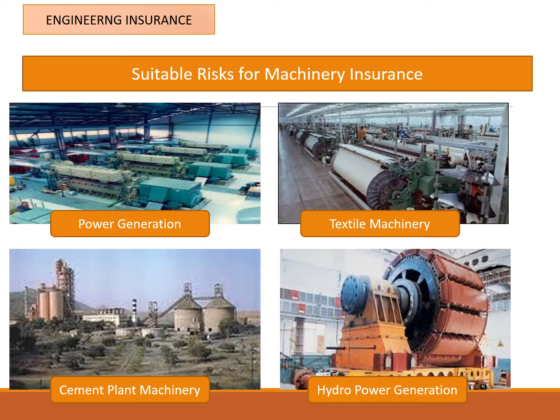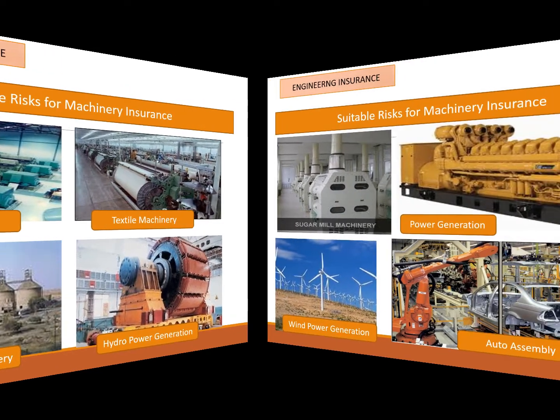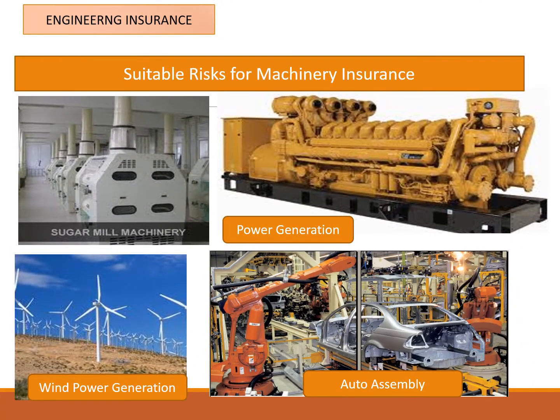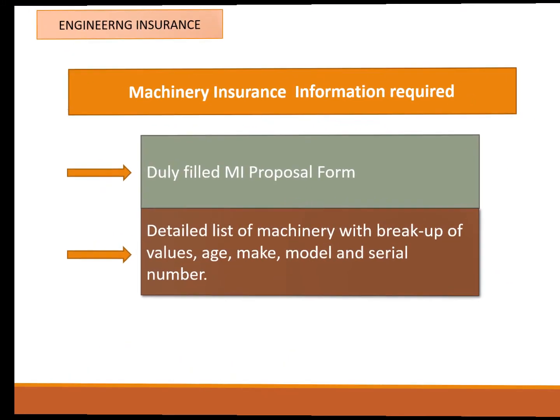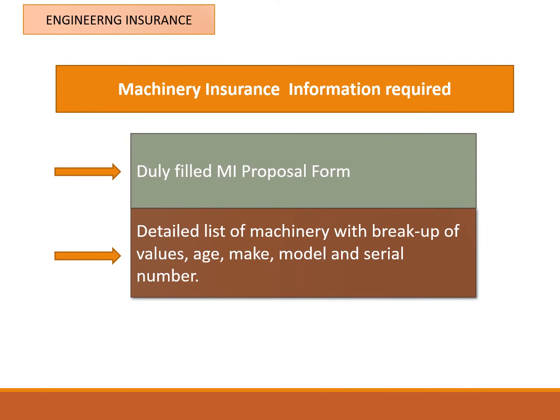Risks for machinery insurance are power generation plants, textile mill machinery, cement plant machinery, hydropower generation, wind power plant, auto assembly plants. Some of the basic information required for risk evaluation of machinery insurance are proposal form, detailed list of machinery with breakup of sum insured, values, age, make, model, and serial number.